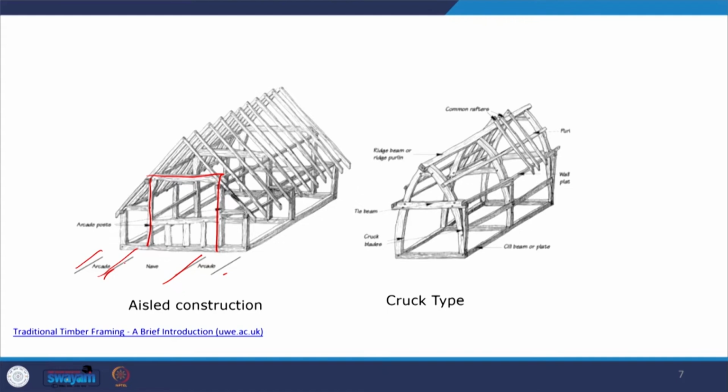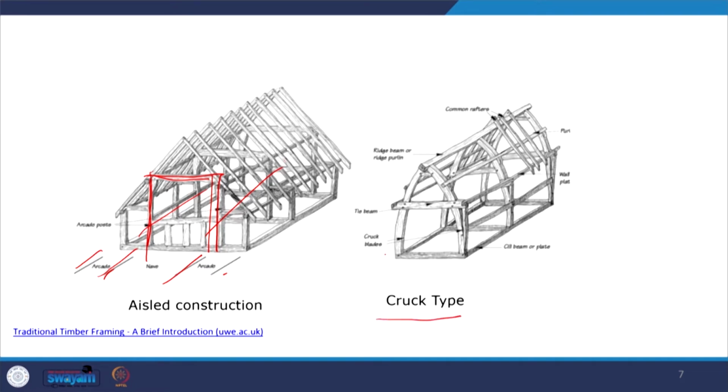So here we can see a nave created with two arcades along it, and these are referred to as arcade posts, which make the aisles, and over that the roof is made. So the most important form is the cruck type construction.